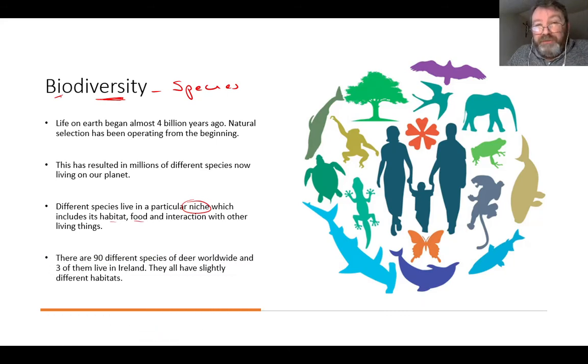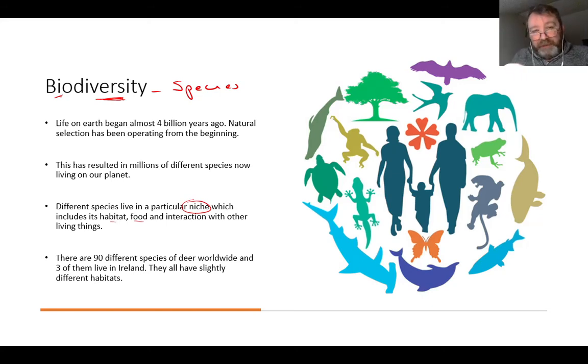There are 90 different, just as an example, 90 different species of deer in the world. 3 of them live in Ireland. Okay, so if you were to take a look at the 3 species of deer that live in Ireland, what you would notice is that they're subtly different from each other. And the only reason why the 3 species of Irish deer are different from one another is because they have different niches. They live in different places. And living in different places brings on different demands, gives rise to different food sources, gives rise to different competition.